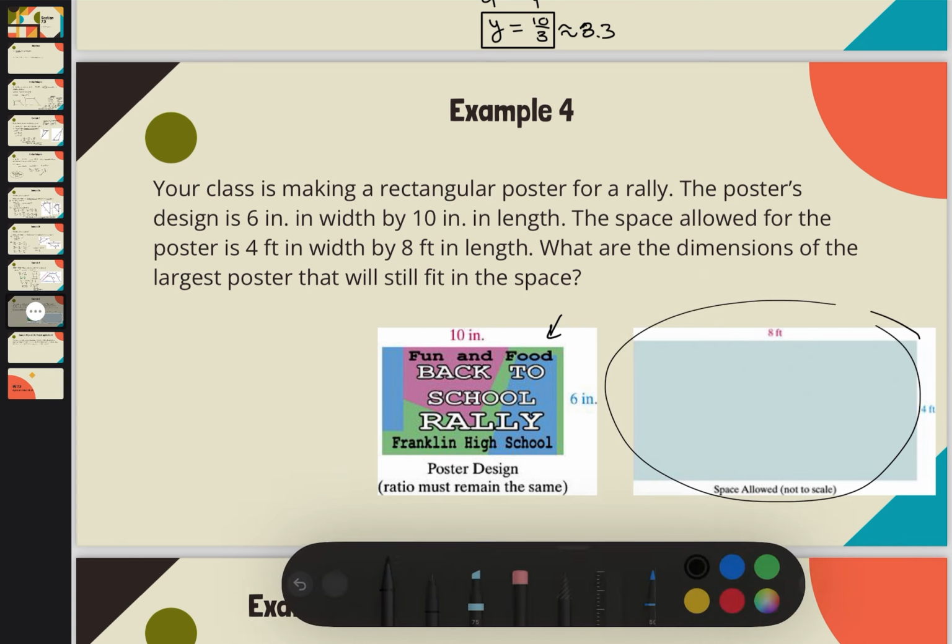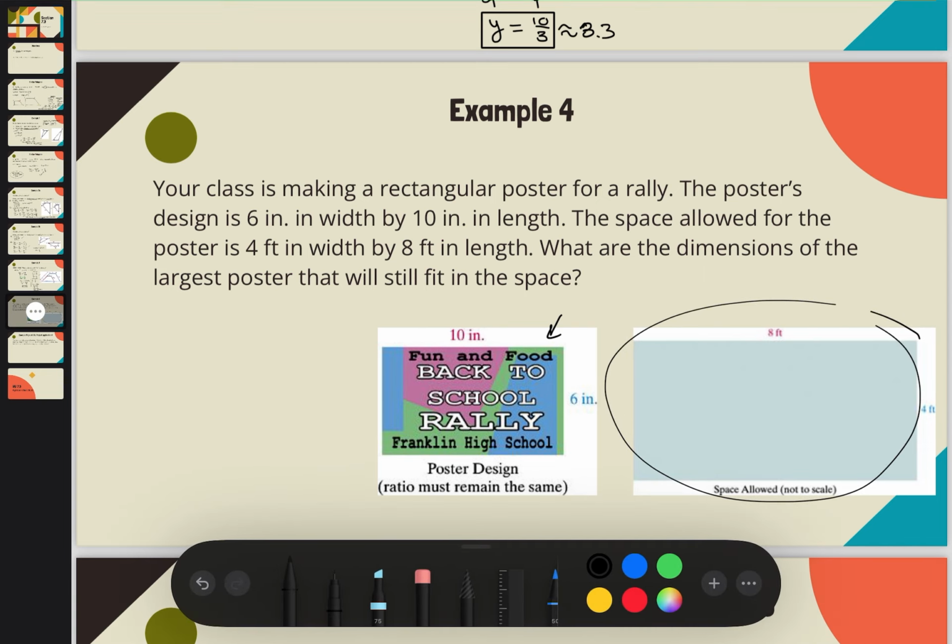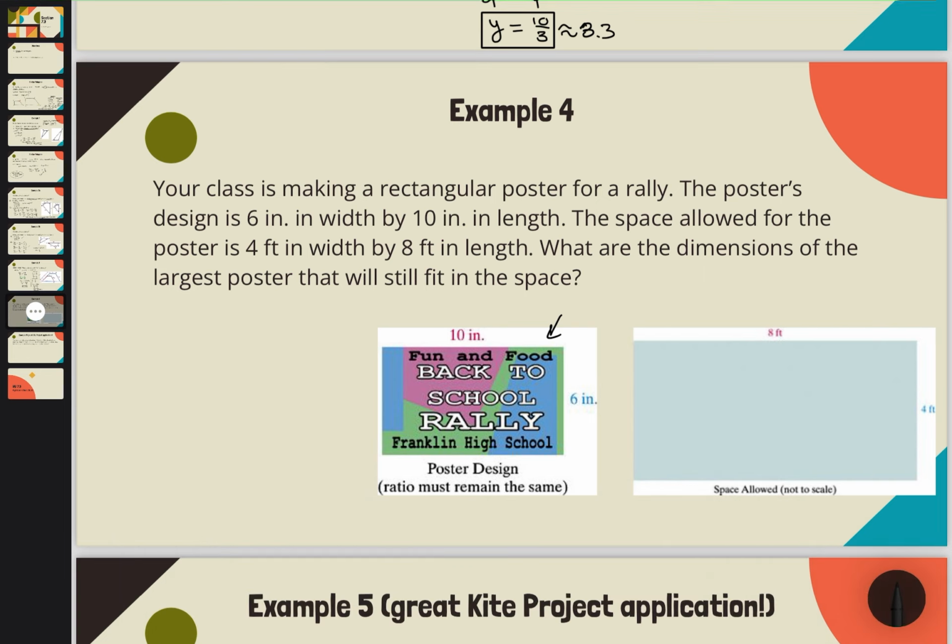What are the dimensions of the largest poster that will fit in this space? We are not going to be able to have a 4 by 8 foot poster. That's not going to happen, but that's the maximum dimensions that I possibly could have, okay? So let's think about this. How could we figure this out? First of all, I'm dealing with a couple different units over here. So I'm going to start with my width. Start with width.